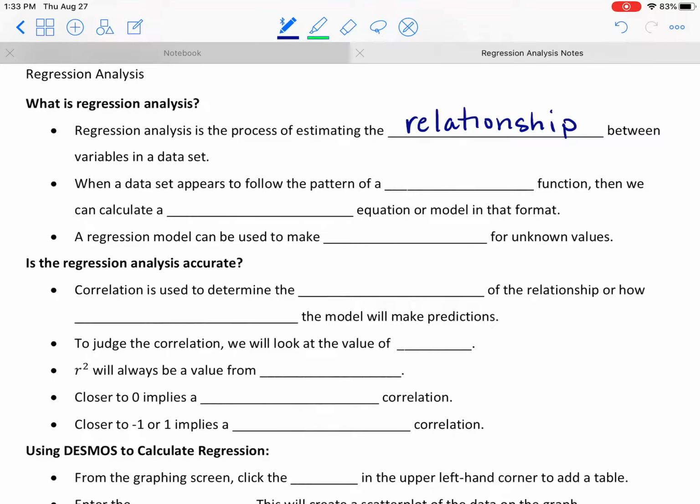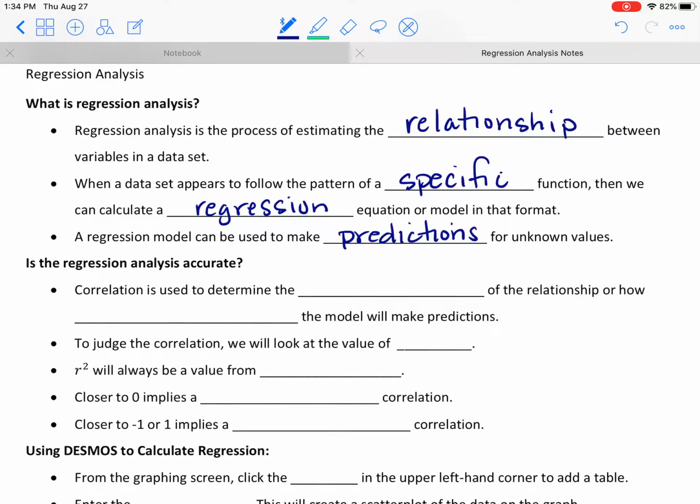So when your data appears to follow the pattern of a specific function, then we can calculate a regression equation, or sometimes we call it a regression model, in that format. And the purpose of the regression model is not for data that we know, but it is to make predictions. It's used to make predictions for unknown values, right? So the 7 foot person, how big's their foot going to be? Or if I knew someone had a size 14 foot, could I use my regression to predict how tall that person would be? Okay. Now I could take any data set and calculate any type of regression.